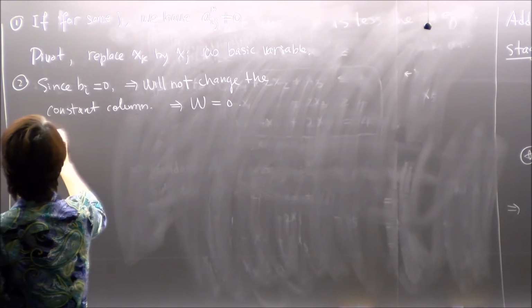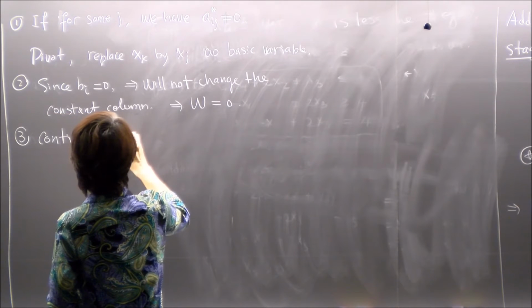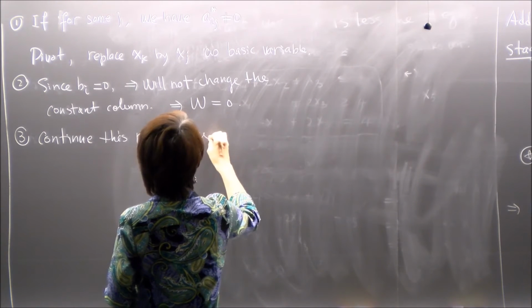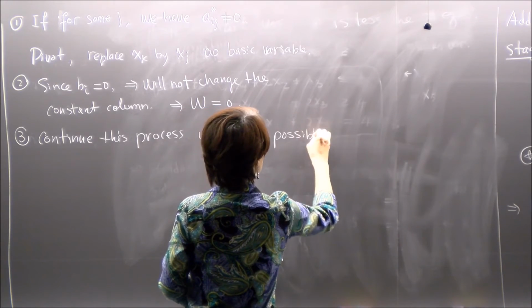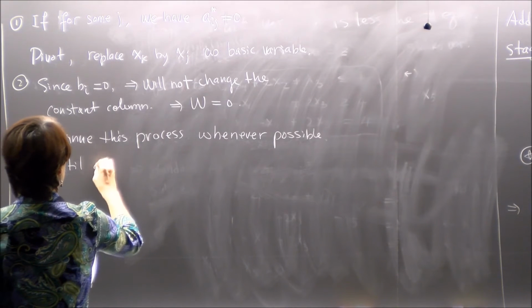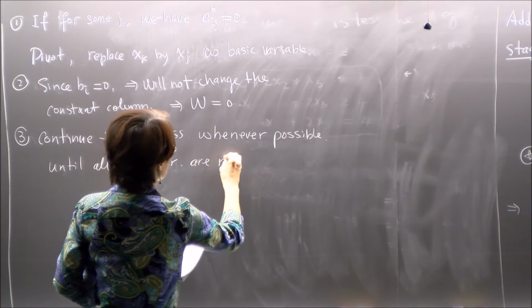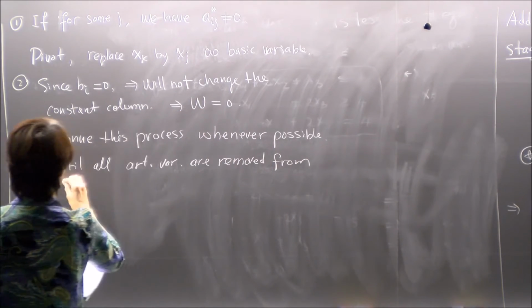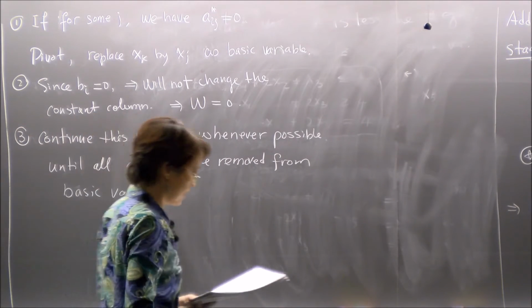So now I will just write: continue this process whenever possible or needed, until all artificial variables are removed from the basic variable set. Okay, there's a lot of writing here.